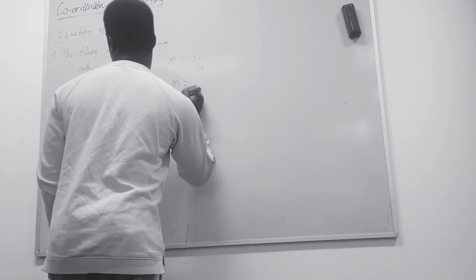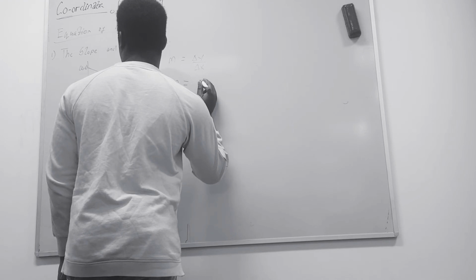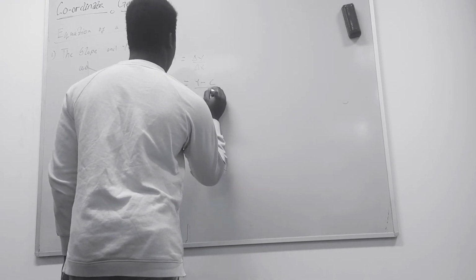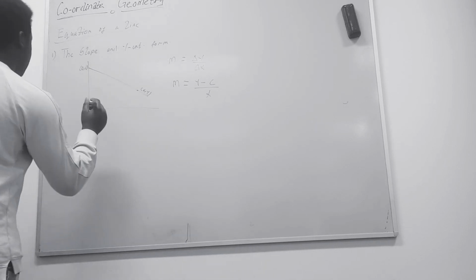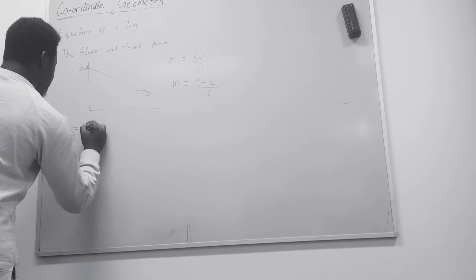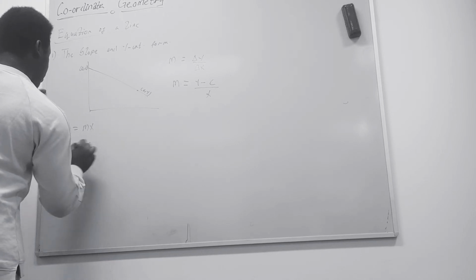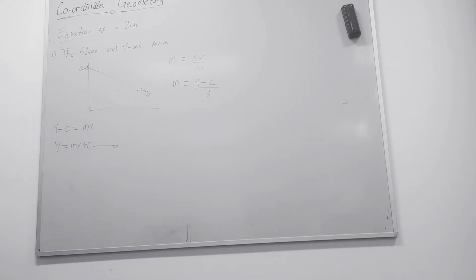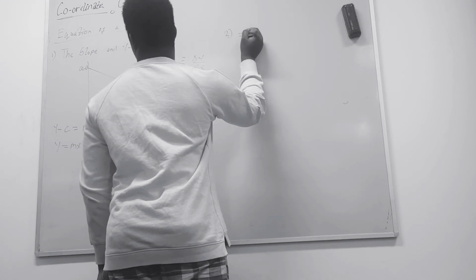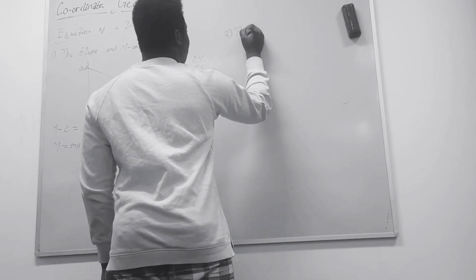Then m is equal to, let's write it more explicitly, y minus c divided by x. Hence, cross multiply, you have y minus c is equal to mx. If you solve for y, y is equal to mx plus c. Done. Easy, yeah?